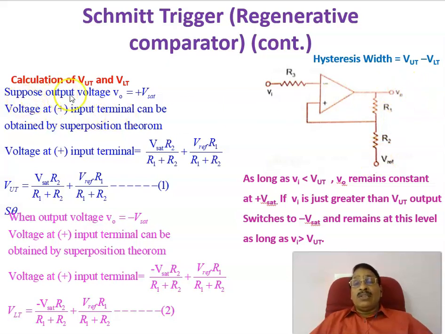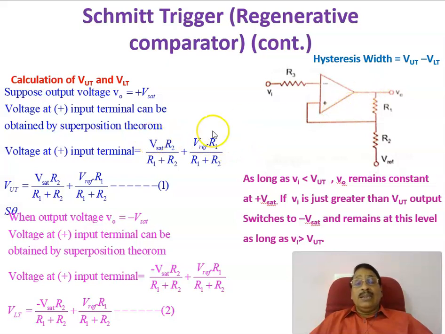Suppose the output voltage is plus Vsat. The voltage at the plus input, this point, can be obtained by the superposition theorem. When plus Vsat is coming and this point is grounded, the voltage equals plus Vsat divided by R1 plus R2, into R2. Next, when V reference is present, assuming the other is grounded, this voltage is V reference divided by R1 plus R2, into R1. You have to note it is into R1.